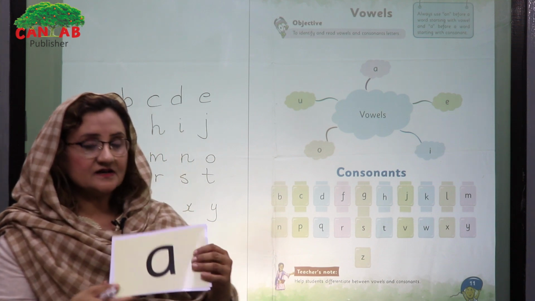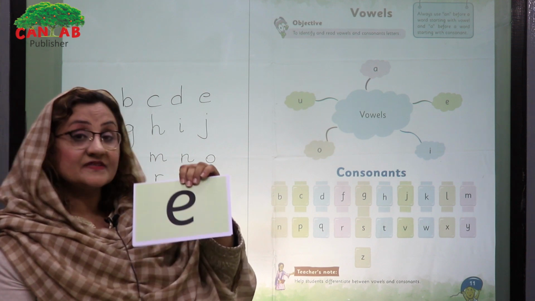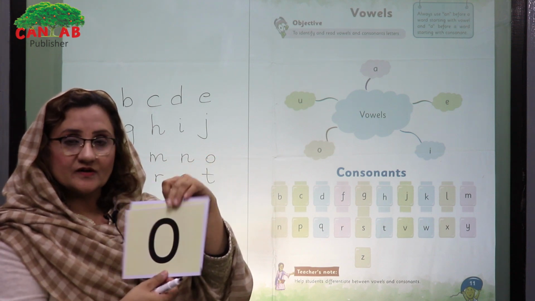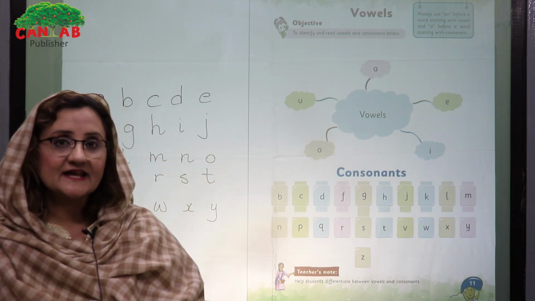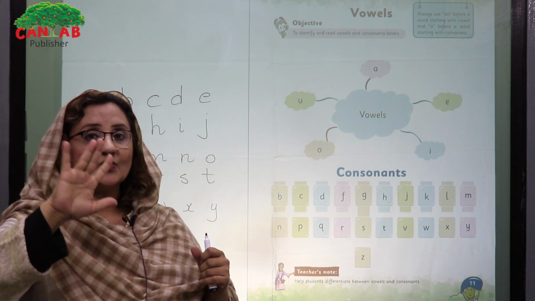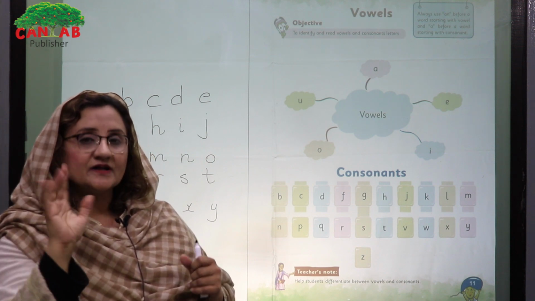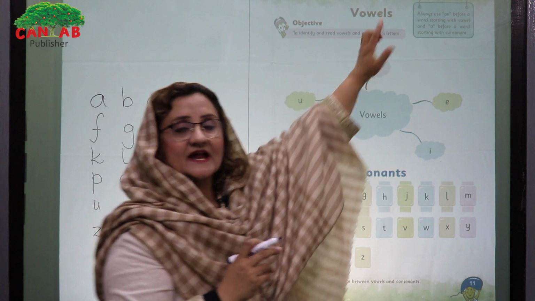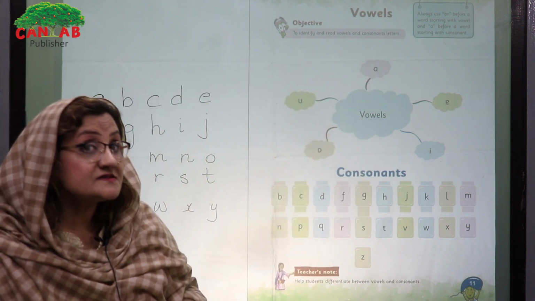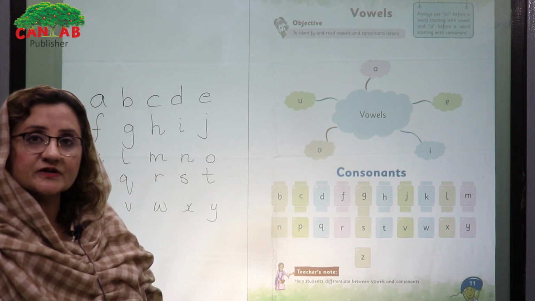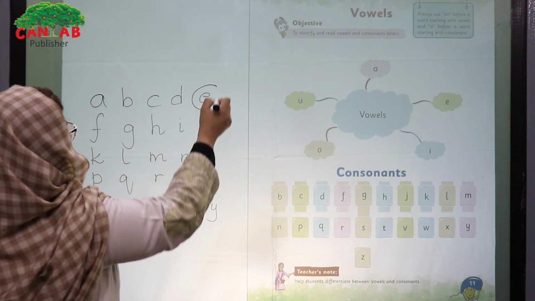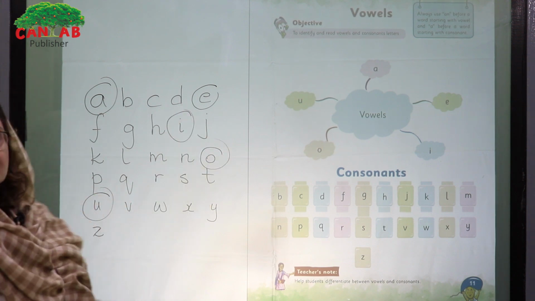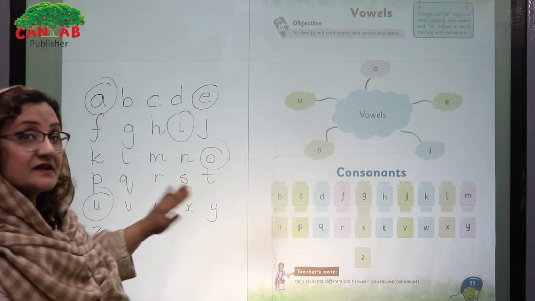These 5 letters are A, E, I, O, and U. A, E, I, O, U. These 5 letters are called vowels, and the rest of the others are called consonants. Now you can invite the student to come and encircle the vowels like this. Vowels, and the rest are called consonants.